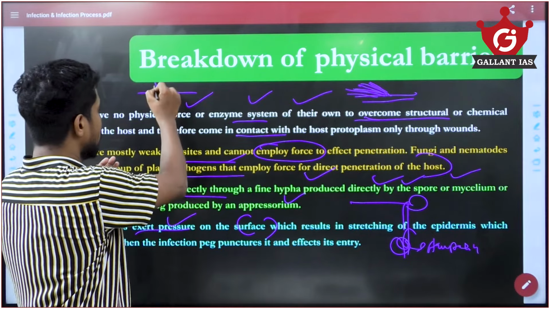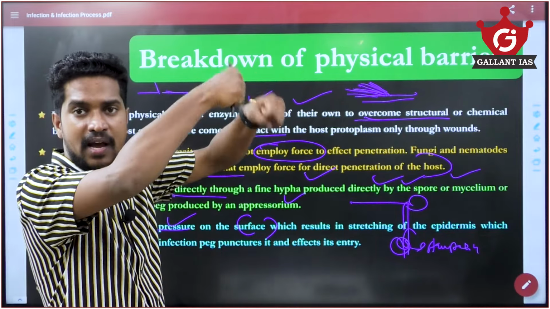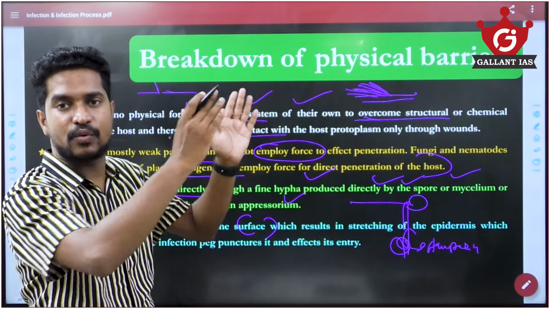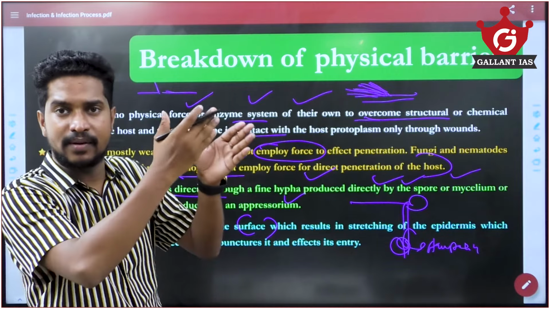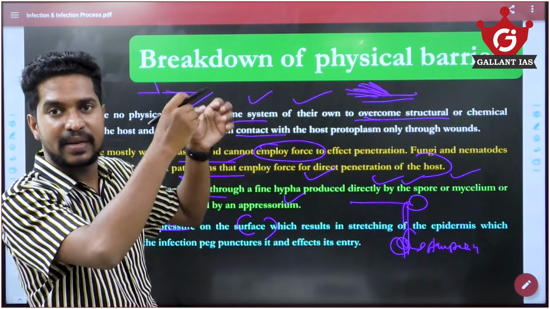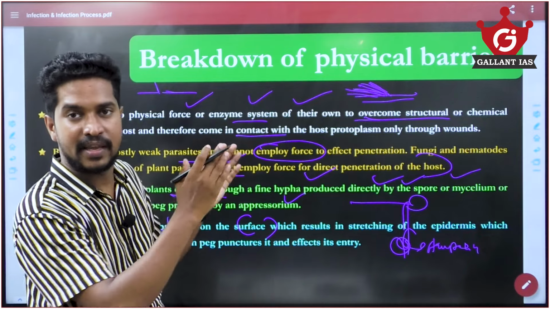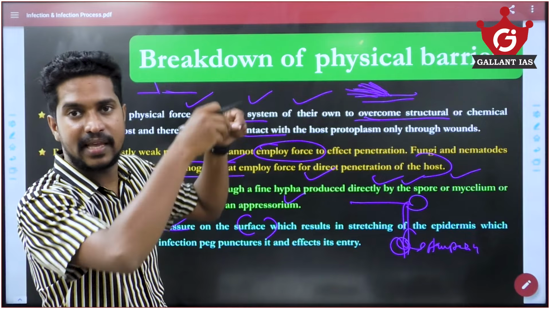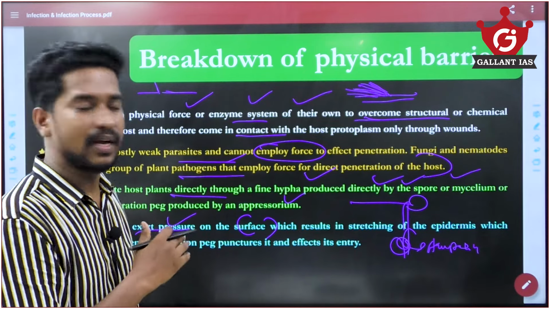That means here the epidermis will stretch. When they exert pressure on the surface, it causes stretching of the epidermis. What happens if the epidermis is stretched? That part will become thin. As a result of the pressure exerted by this structure, the epidermis is stretched, and through that thin region they can penetrate into the inner cells of the plant.